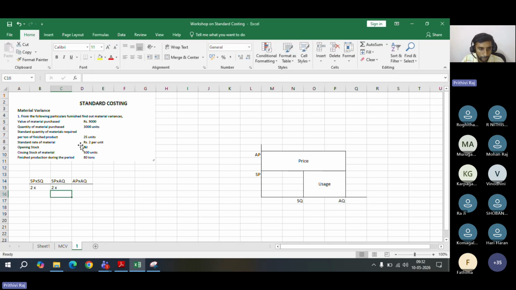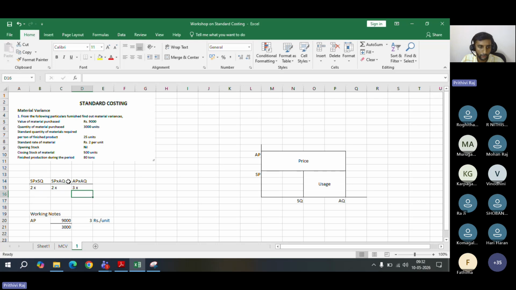Then what is my AP? The value of material purchased is 9,000 and the quantity purchased is 3,000. You have to put the actual price per unit. The total value is 9,000 and total units is 3,000, so the value per unit is 9,000 divided by 3,000, which is 3 rupees per unit. So AP is 3.